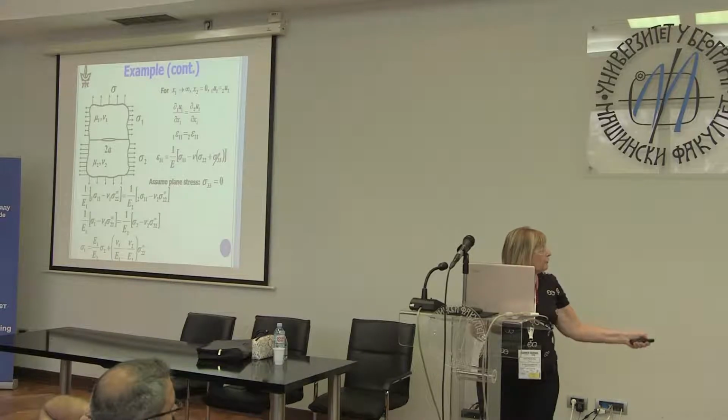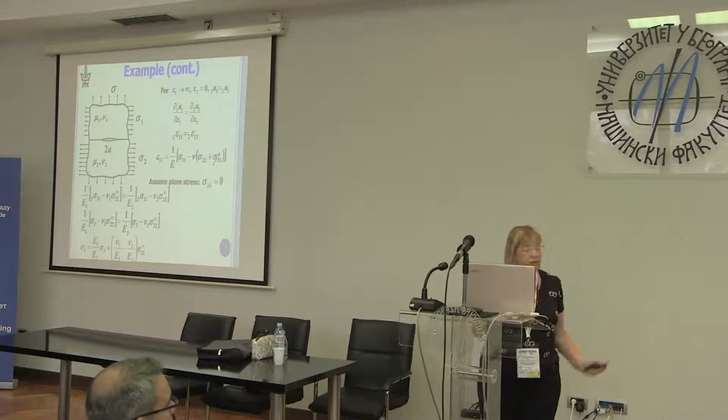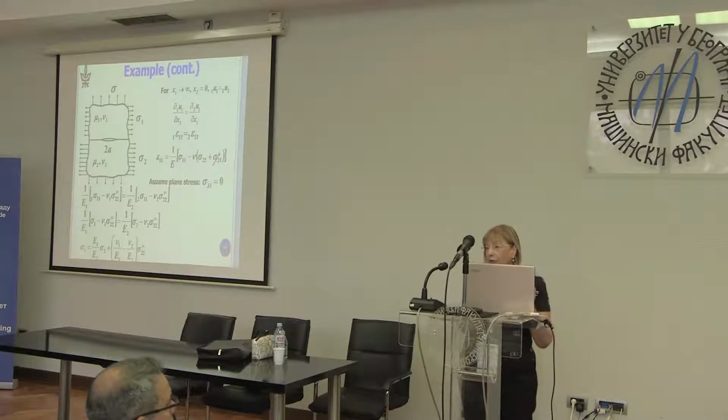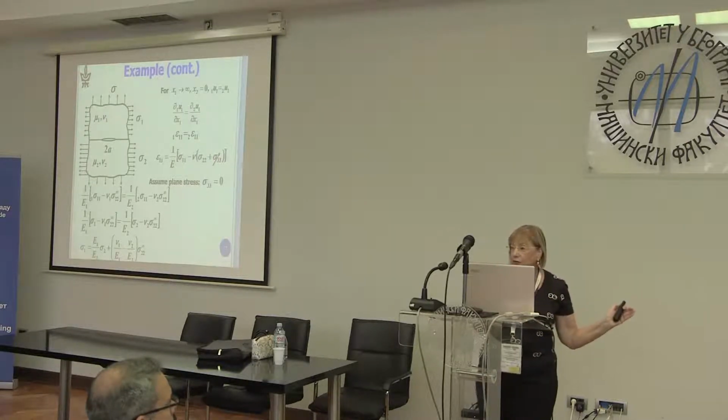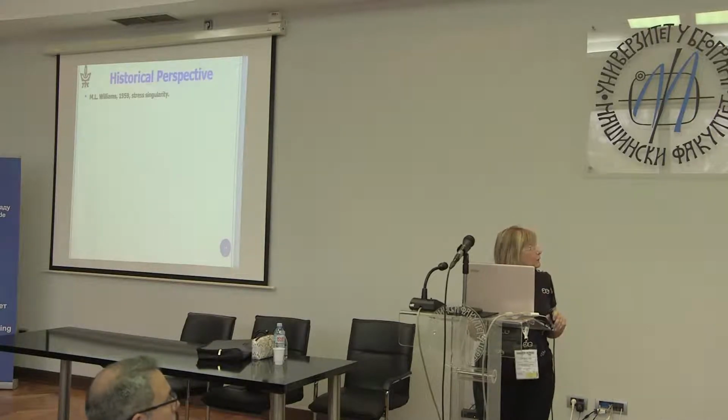So we can choose sigma 2 to be anything that we would like. You can choose it to be 1, and then you can figure out what sigma 1 is. And if you were running a finite element problem with an infinite body, you would have to do this. If it's a finite body, you don't have to do this. Okay, so I said choose sigma 2 and calculate sigma 1.